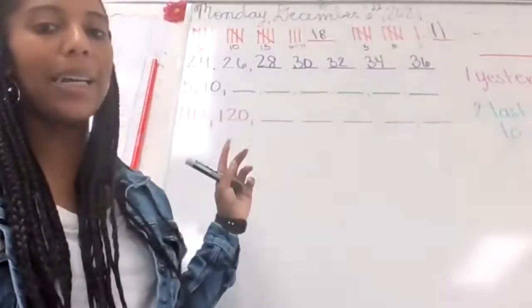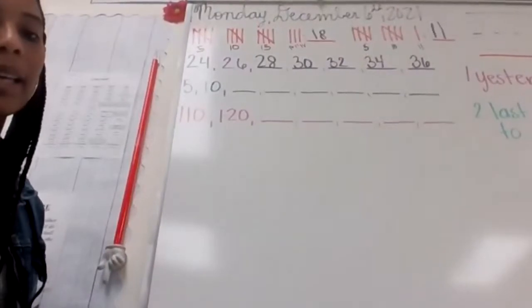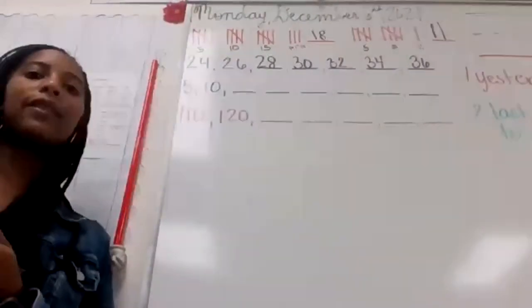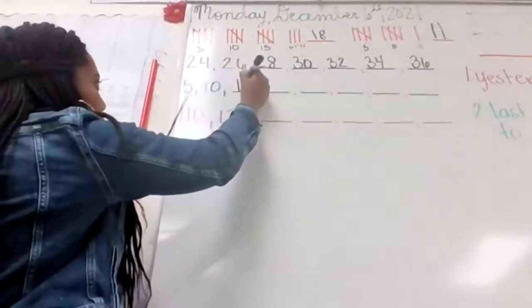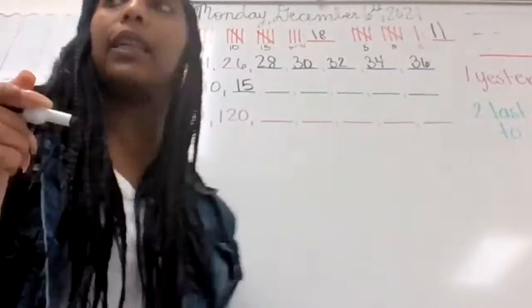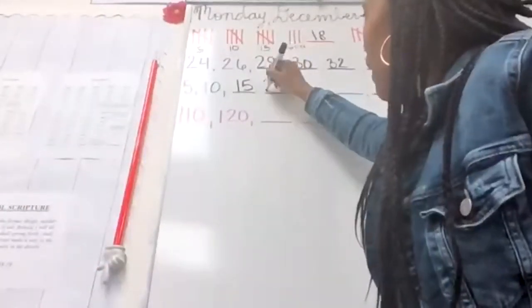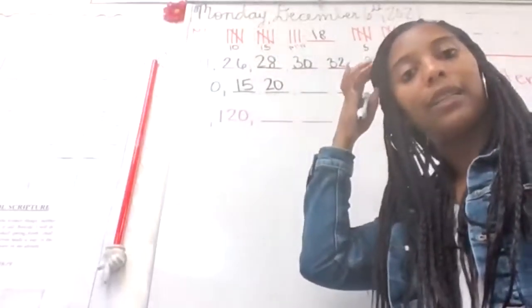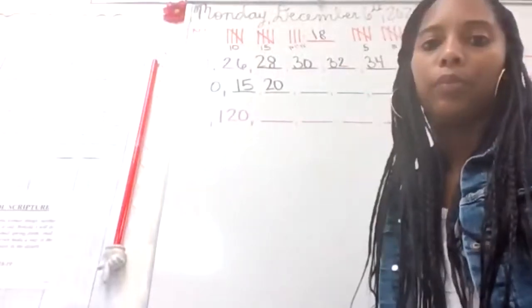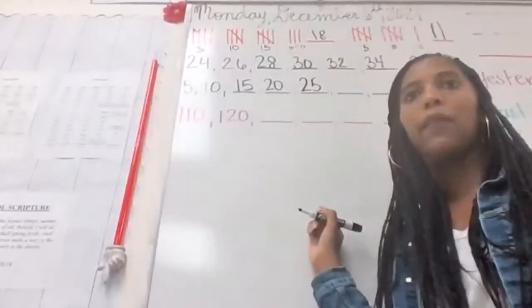Let's go ahead to the next pattern. So we're counting by 5s. Okay, so I have 5, 10. Where would I go after 10? 5, 10, 15. Faith? 20. 5, 10, 15, 20. Where am I going from 20? Dennis? 25. So 5, 10, 15, 20, 25.